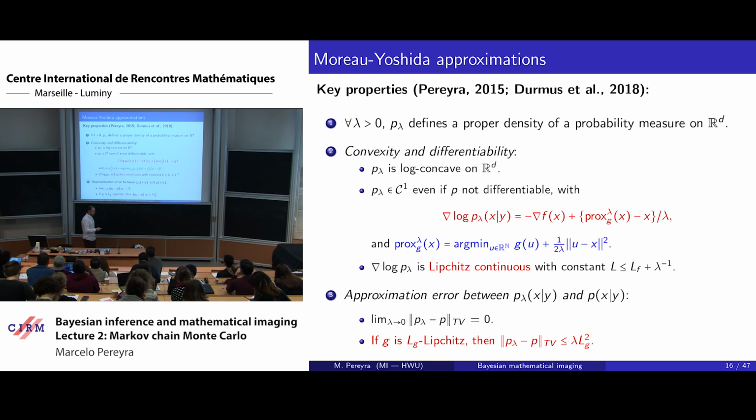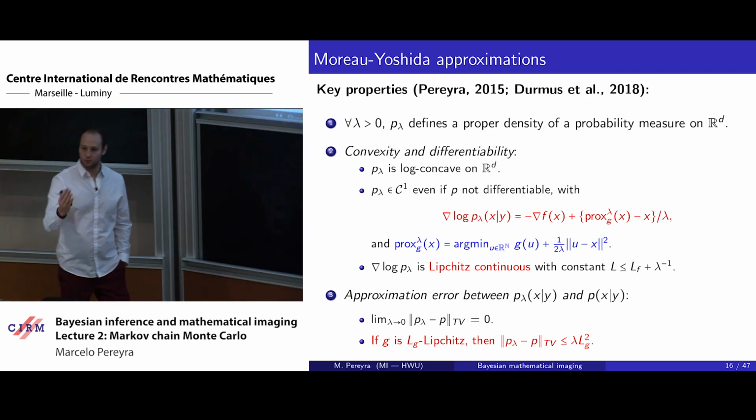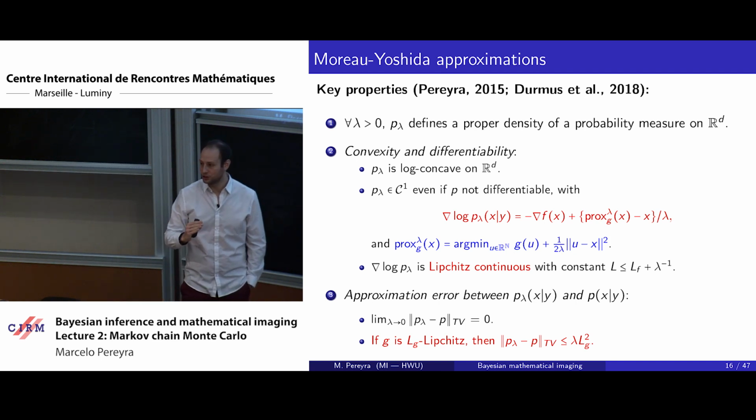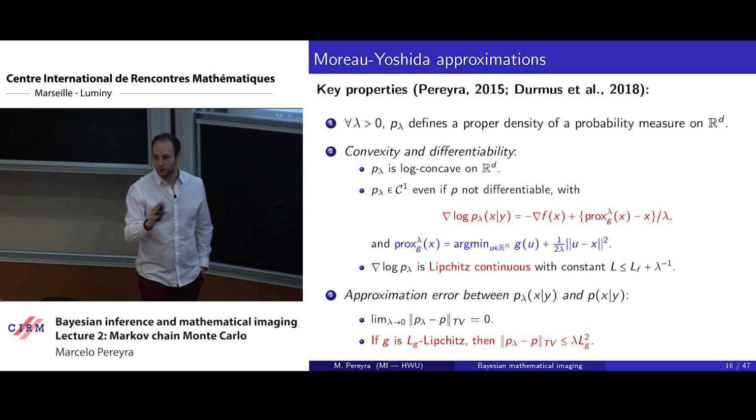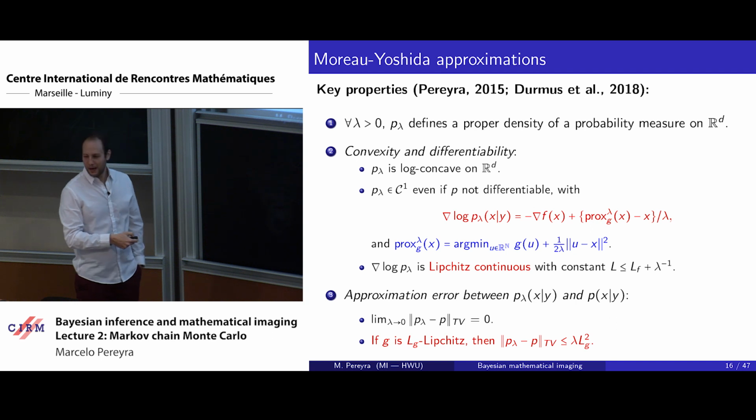So if you have an algorithm to compute the MAP estimator, and you have in your code the gradient of f and the prox of g, then you can very quickly change that code to now have the gradient of log p lambda, sorry.